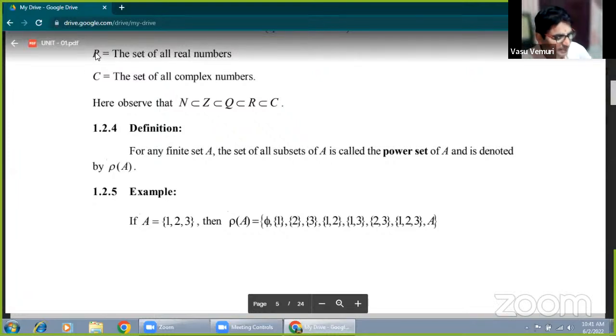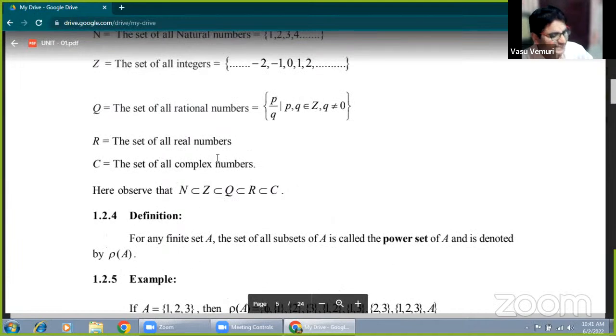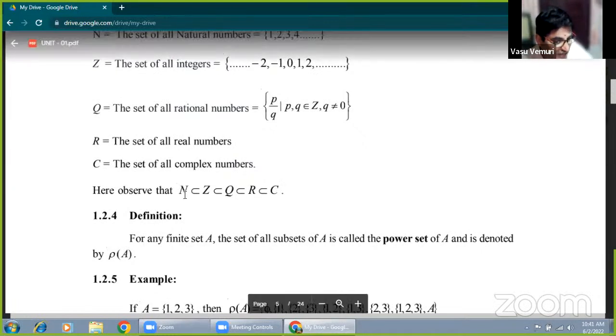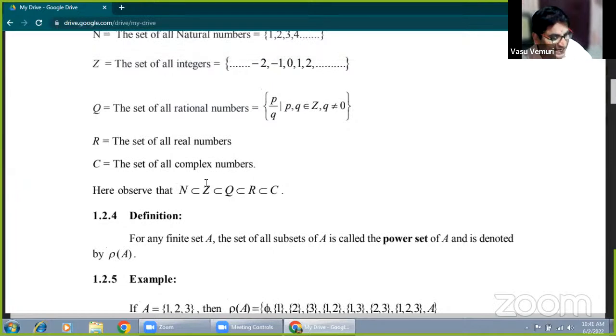Real numbers are denoted by capital R, and in the same manner complex numbers are denoted by capital C. What about the relation between natural numbers, integers, rational numbers, real numbers and complex numbers? These are all proper subsets. The natural numbers are contained in the integers, the integers in the rational numbers, the rational numbers in the real numbers, and the real numbers in the complex numbers. That is the relation.